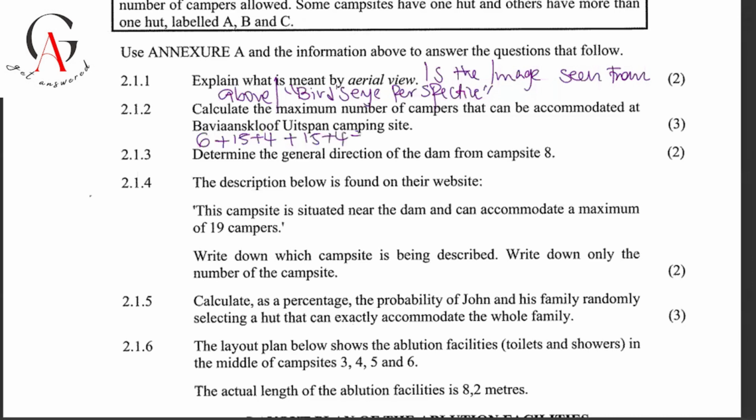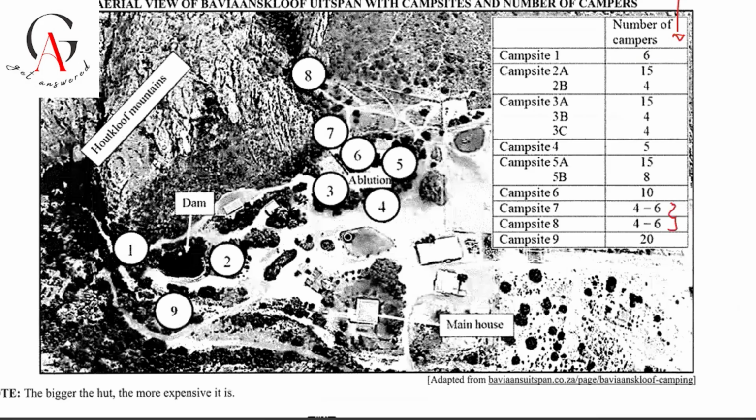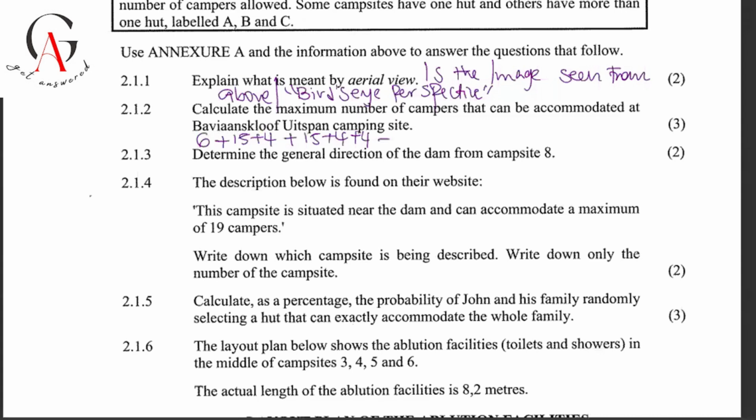Let's add: 6 plus 15 plus 4 plus another 15 plus another 4 plus a 4 there, plus a 5, plus a 5, plus a 15, plus 8, 10, 6, 6, and a 20. At the end of the day, we have the total as 118. 118 campers.